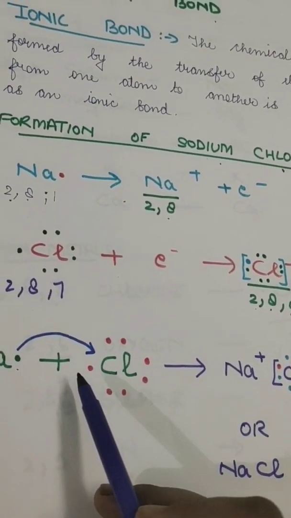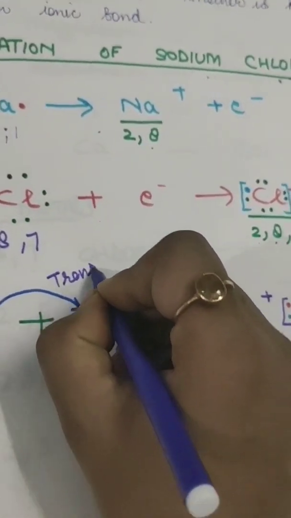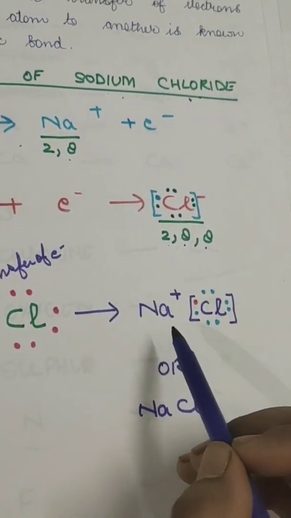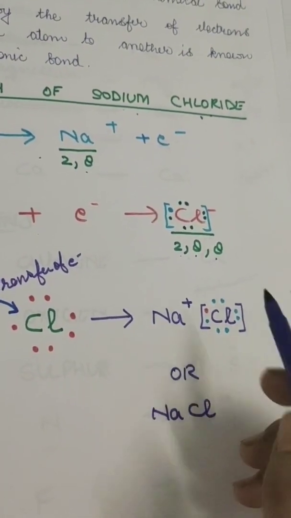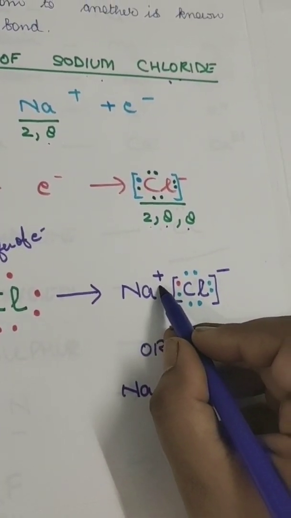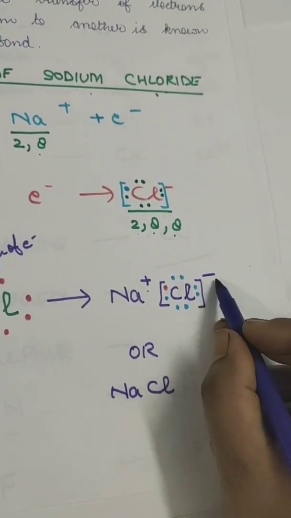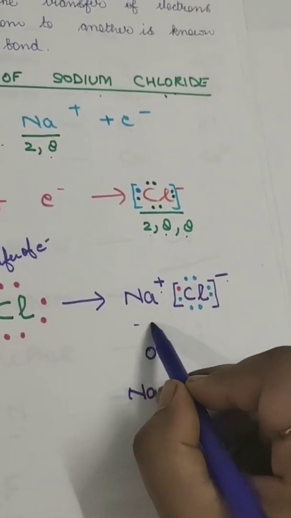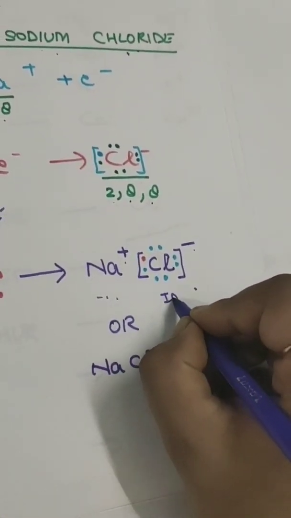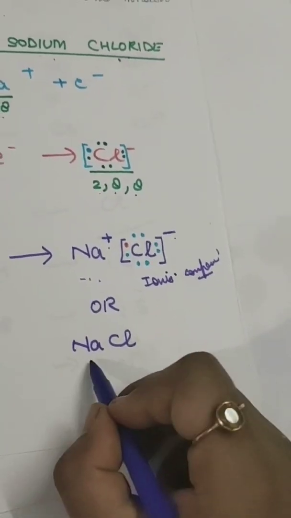So here after the transfer of electron, this is called transfer of electron. Okay, now it will become a sodium ion because it has donated an electron, so it will become a positive ion, and the other has accepted the electron, which we call a negative ion. So it will form an ionic compound. It is called an ionic compound. Okay, or we call it NaCl.